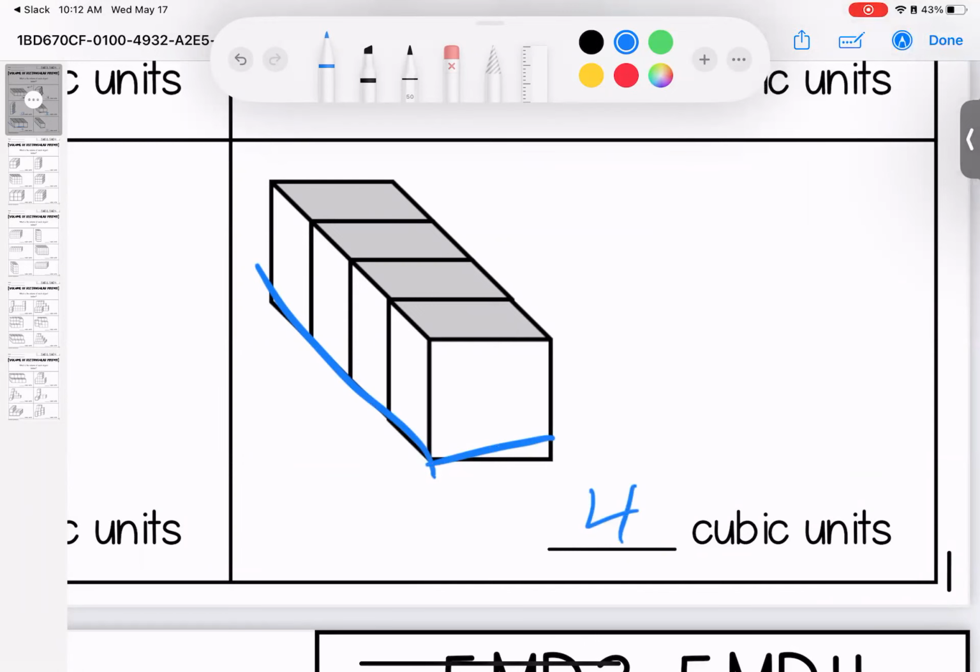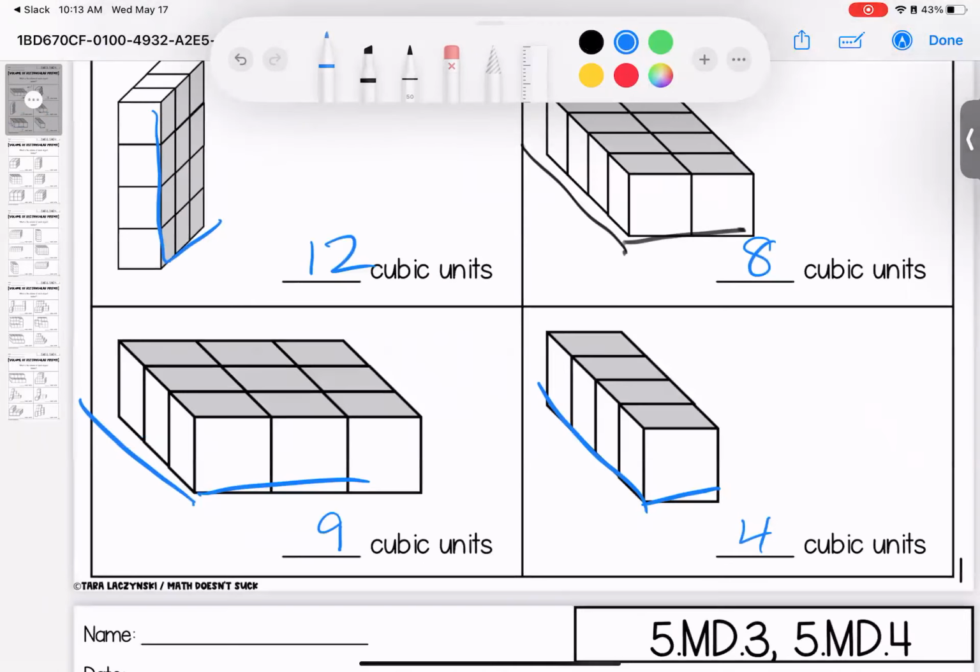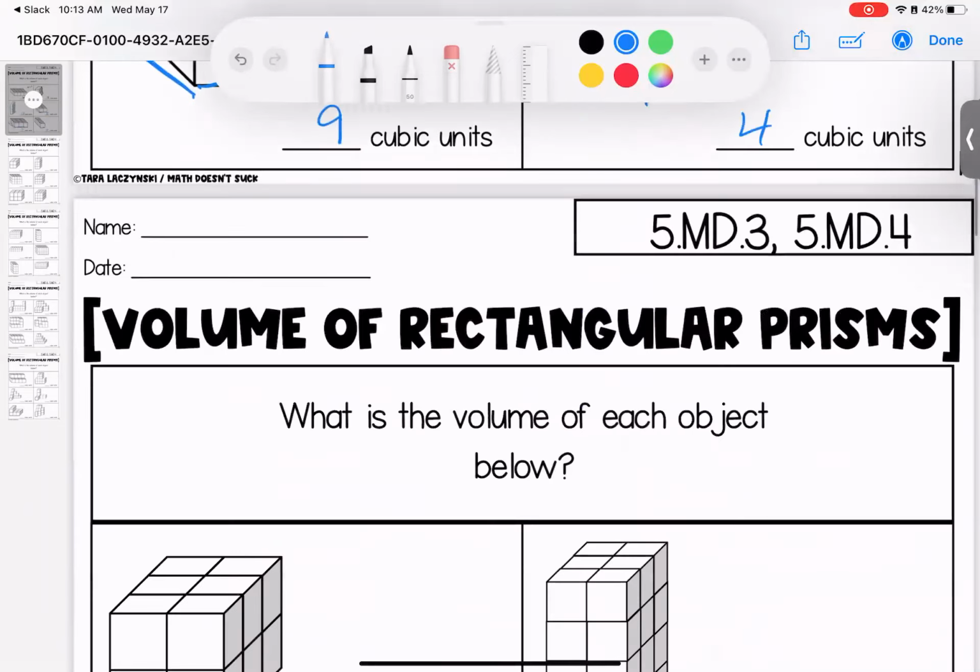You could also count the total cubes if you wanted to. You decide your strategy as long as you are solving your answer.